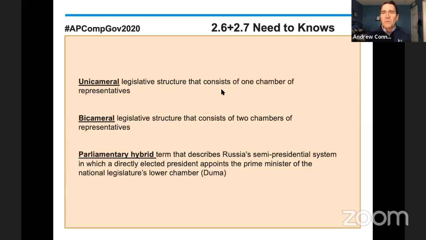We always start what you need to know with critical vocabulary. Today, if you go through the course description, we see there are 3 essential vocab words that you should know when it comes to legislatures. One is unicameral, which is what we call a one-chamber legislature, where there's only one house, so to speak, or bicameral, and that's when there are 2 chambers.